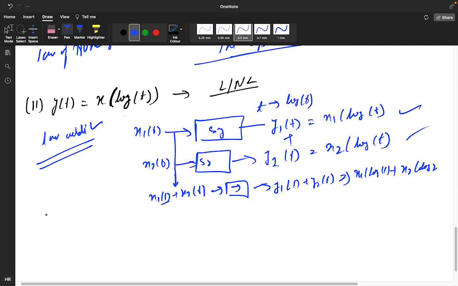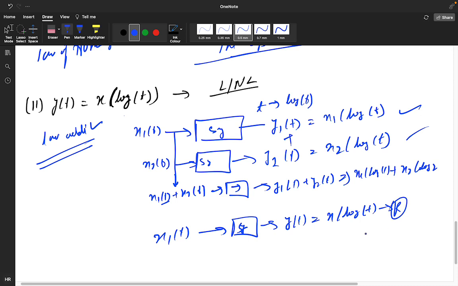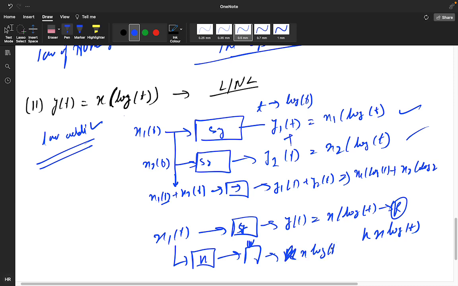For the law of homogeneity, you pass x1 of t to a system, it gives you an output y of t, that is x log t. You now scale this with k, so you will get k x log t. Now if you first scale this with k, then pass it through the system, you will get the same answer, k x log t. So both are satisfied. That means the system is a linear system.